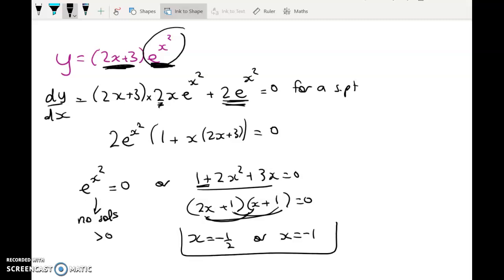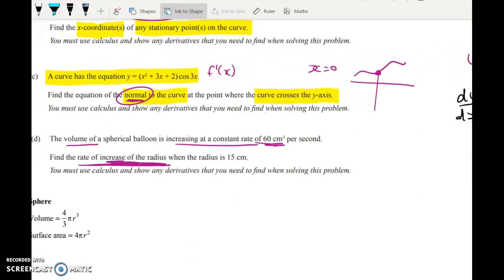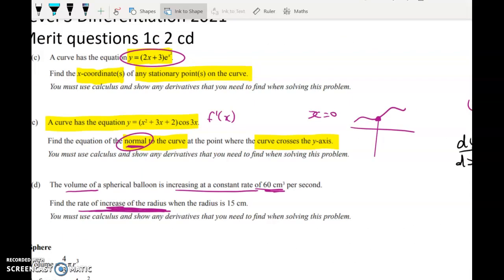So let's just go back to the question and check that we don't have to do anything else, right? It's always worth doing that last check. Okay, yeah, we're fine. We just have to find the x coordinates of any stationary points on the curve. So that's a merit question. Let's look at the next one.